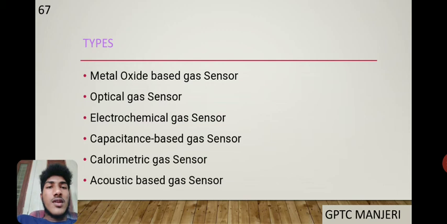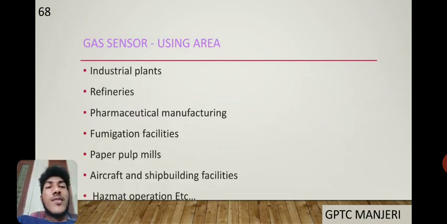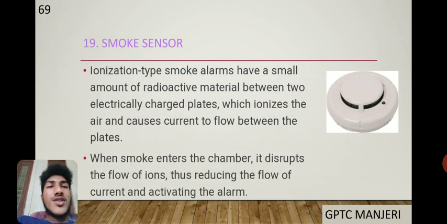Types. There are several types of gas sensor: metal oxide based gas sensor, optical gas sensor, electrochemical gas sensor, capacitance based gas sensor, calorimetric gas sensor, acoustic based gas sensor. Gas sensor usage areas: industrial plants, refineries, pharmaceutical manufacturing, fumigation facilities, paper pulp mills, aircraft and shipbuilding facilities, and hazmat operations, etc. Next, we are going to discuss the smoke sensor.